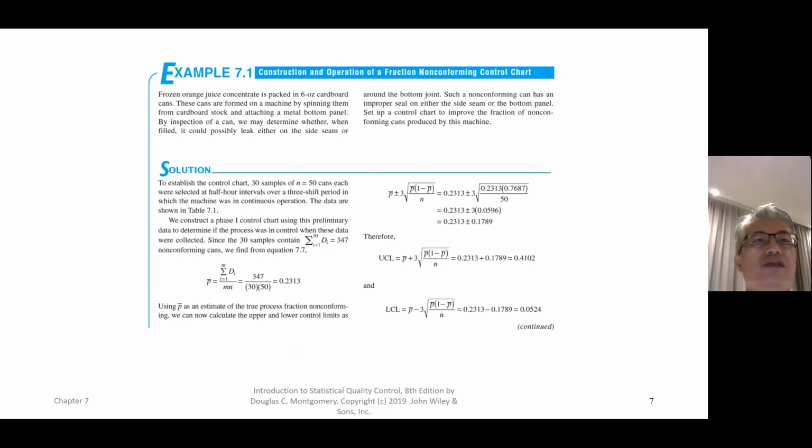This is the frozen orange juice concentrate.